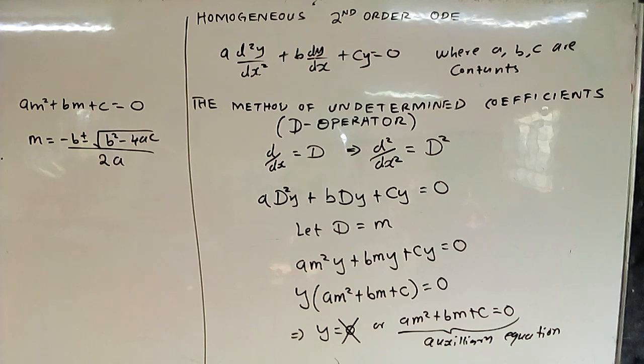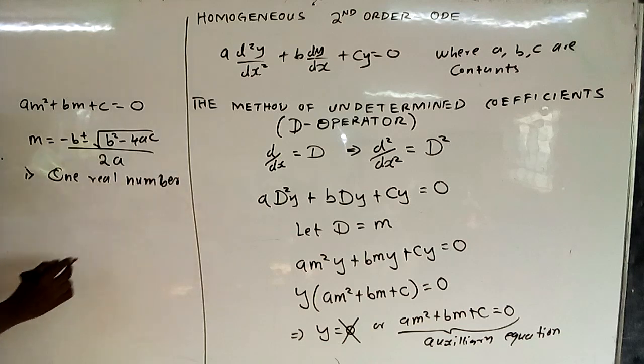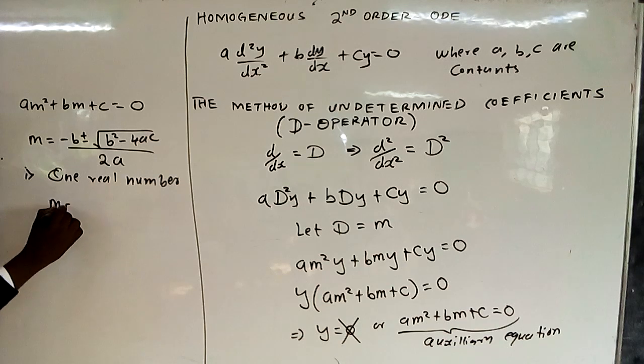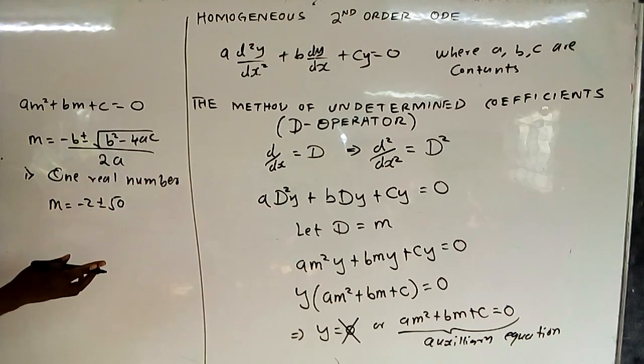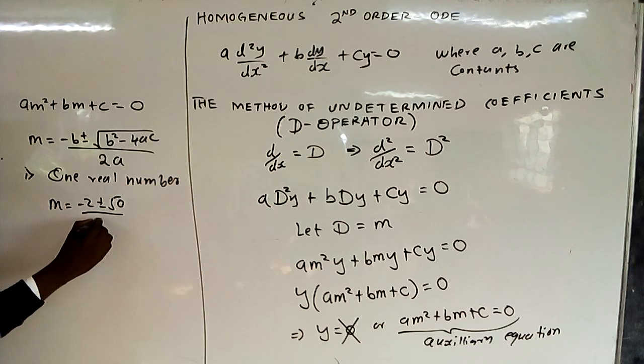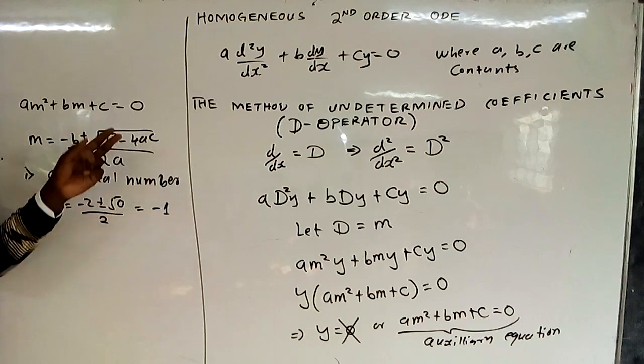Now from here, there are different kinds of solutions. Case 1: if you find the solution of m to be one real number, then what is your solution of the second order homogeneous ODE? If it is one real number, it means when you solve this, you end up with maybe m is equal to minus b plus or minus the square root of 0, meaning what you found inside is 0, over 2a. So if you look at this, you find that the answer is just one. There is just one solution for a quadratic equation.